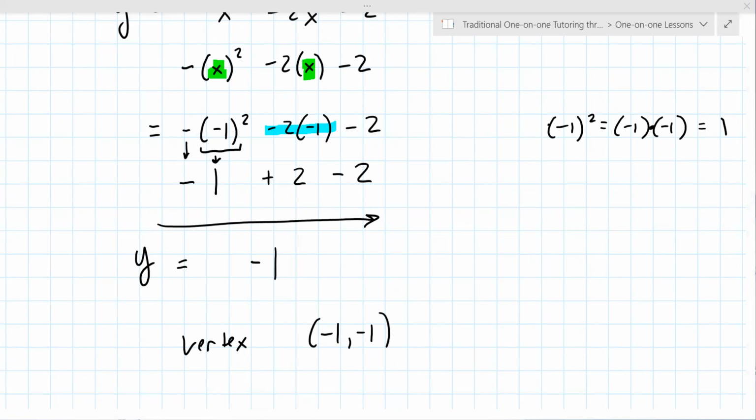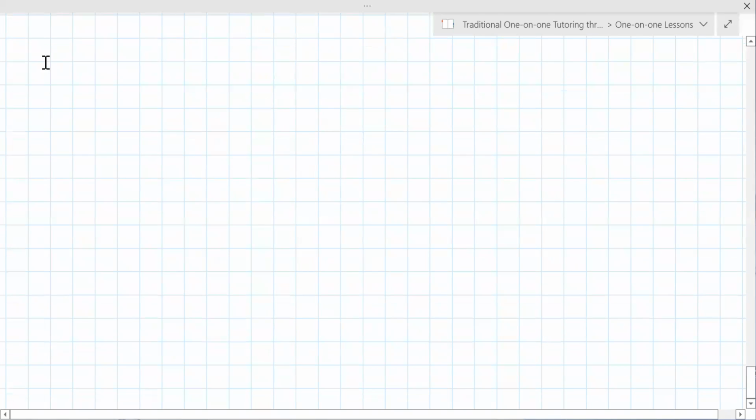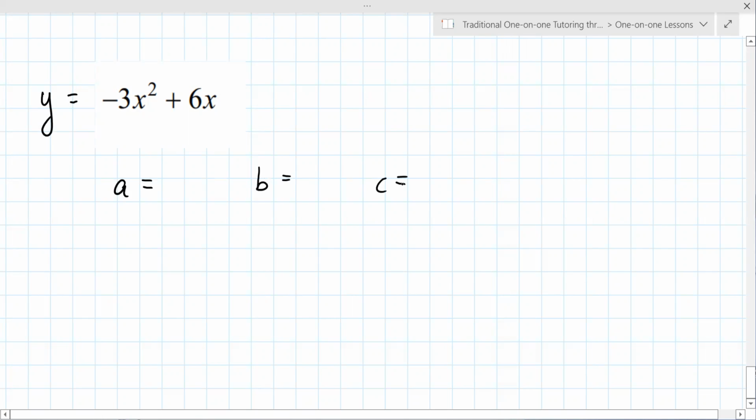All right, let's look at another problem here. Okay, so new problem. Let me put a y in front. y equals minus 3x squared plus 6x. What's the value of A? What's the value of B? And what's the value of C? Oh wait, there's only two. Okay, but tell me what you know.